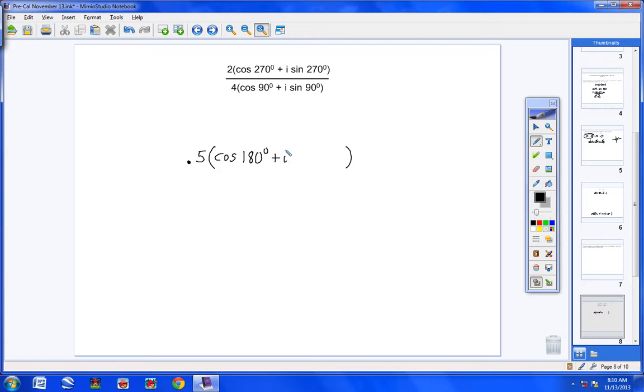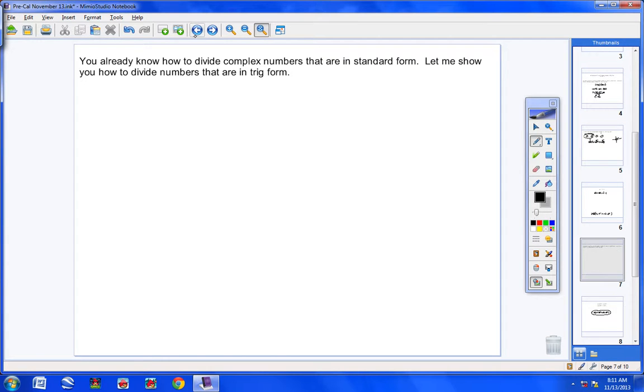Plus i sine of 270 minus 90 is 180 degrees. You're done. Now to me, that's a million times faster than what we did. Oh, I already erased it. Let me see if I still have it somewhere. I guess I don't. Okay, that's fine. But to me, that's a million times faster than what we did in Algebra 2, where I had that problem written up here earlier, where you're doing all that multiplication and simplifying.